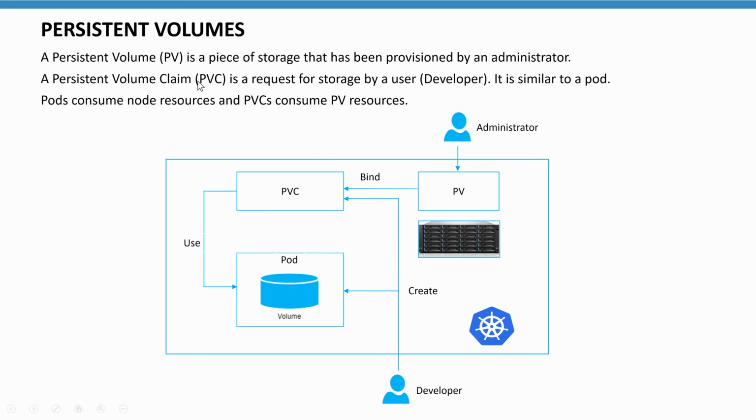A persistent volume claim is a request for storage by a user. It is similar to a pod. Pod consumes node resources and PVC consumes persistent volume resources, that is the storage class. Next, Kubernetes market.